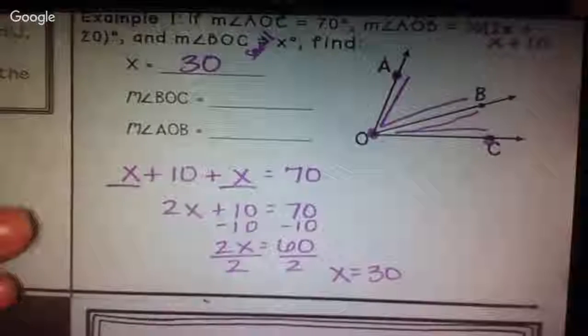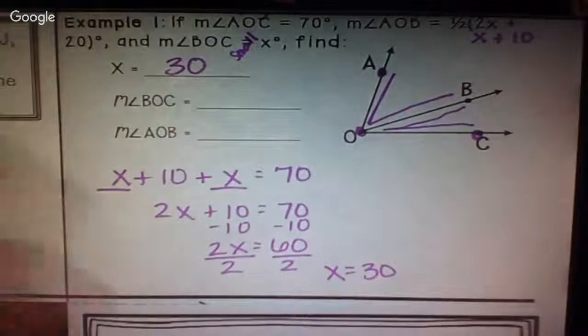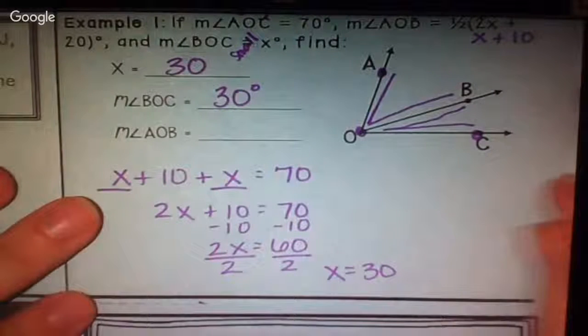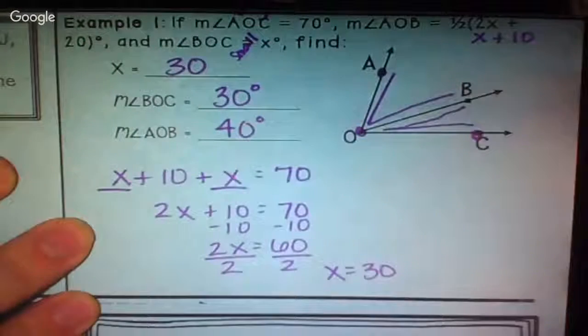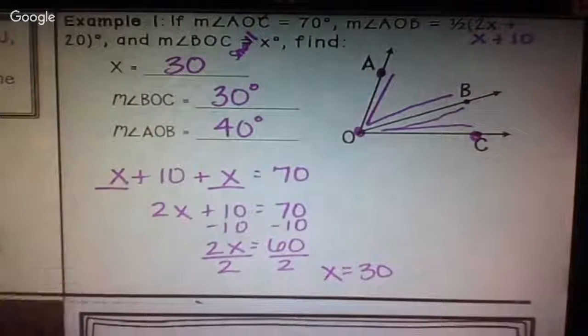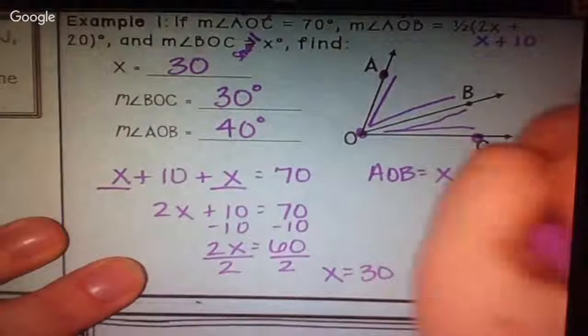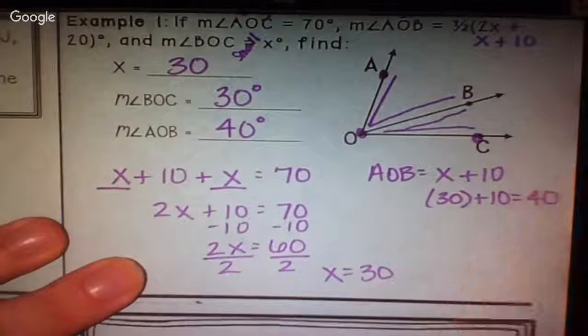Okay. If x is 30, what is the measure of BOC? 30. If x is 30, what is the measure of AOB? 40. How do you know it's 40? Because AOB is x plus 10. So if x is 30, 30 plus 10 gives me 40. I'll write that down here. So AOB is x plus 10. So then we plug in 30 and 30 plus 10 is 40.